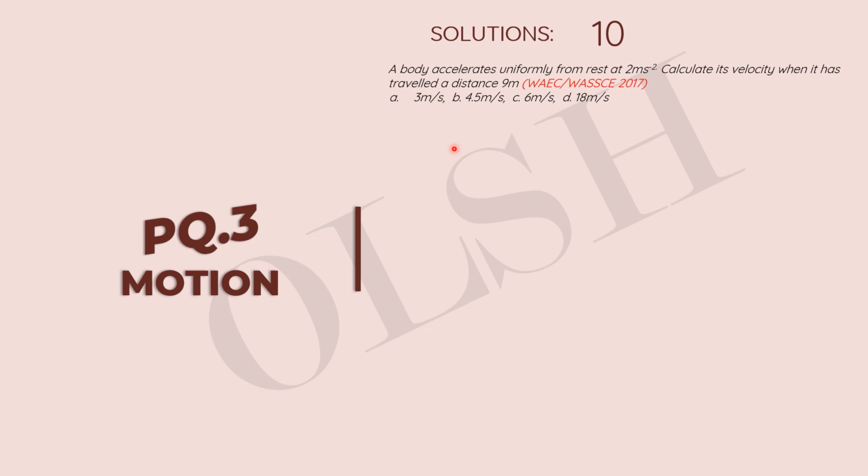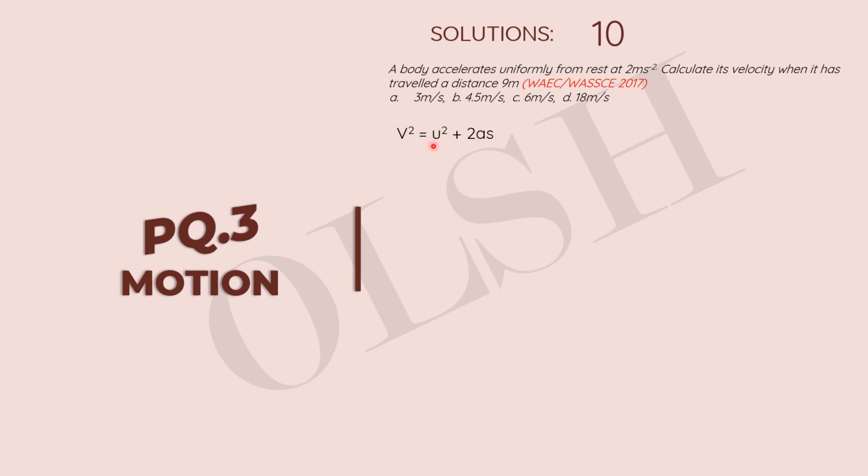So if we look at our variables very well, we have acceleration to be 2 meters per second squared, and then we have distance to be 9 meters. So those are the two things we have, and we're asked to find its final velocity after 9 meters. So we use v squared equal to u squared plus 2as to help us here, because of course we have the distance, which is 9 meters. We're asked to find the final velocity at that point, which is v, and then we have the acceleration to be 2 meters per second squared.